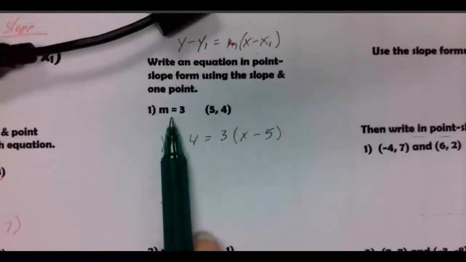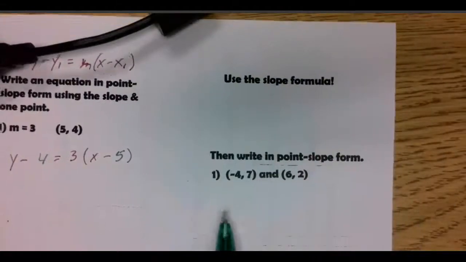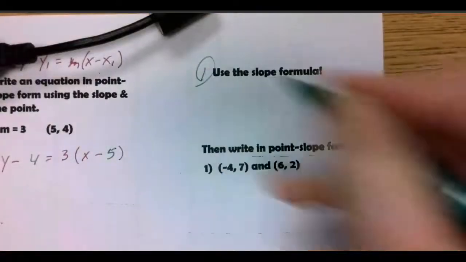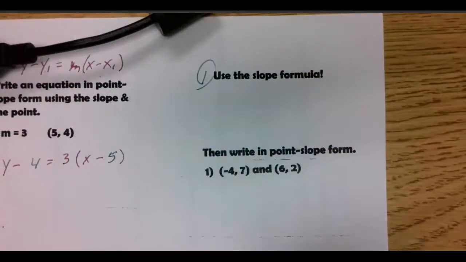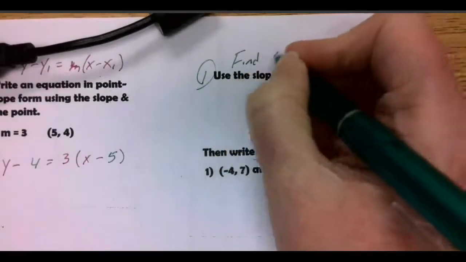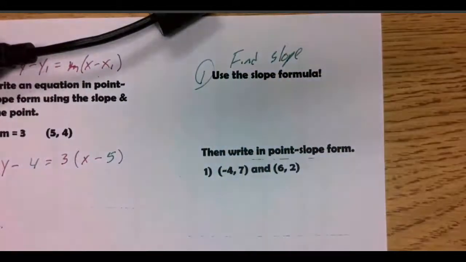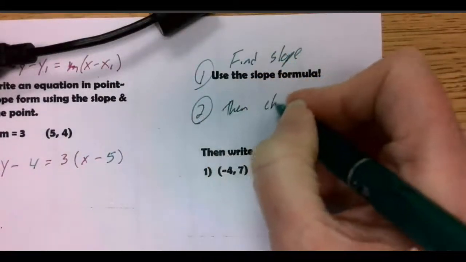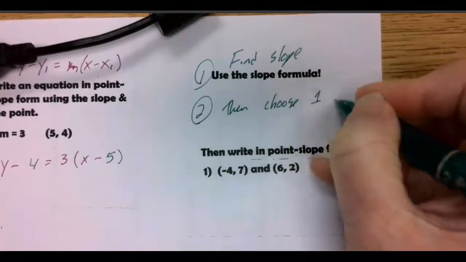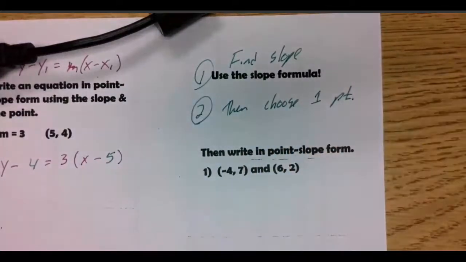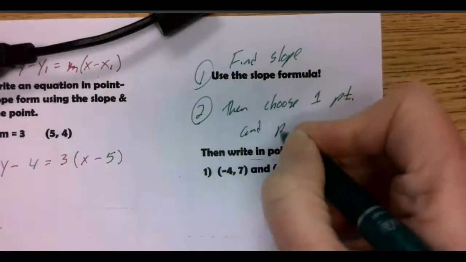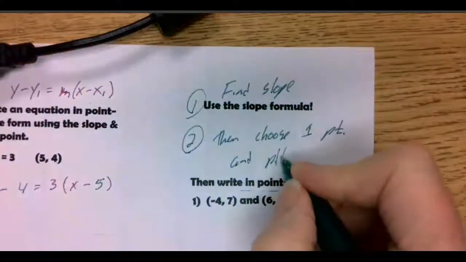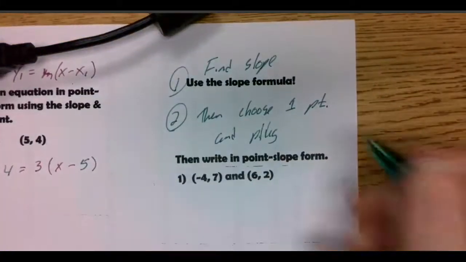Now we're going to add one more step. So here they gave us the point and the slope. Well, now they're going to give us 2 points. So notice the first thing we're going to have to do is use the slope formula. We're going to have to find slope. I don't care how you find it, you need to find slope. So we're going to find slope first, then we're going to choose one point, because it doesn't matter. You just need a point, and plug in the point and the slope.